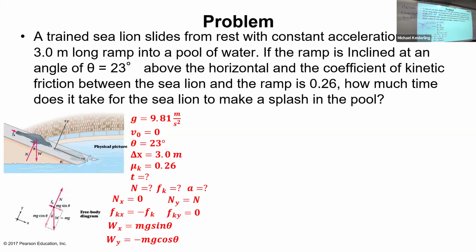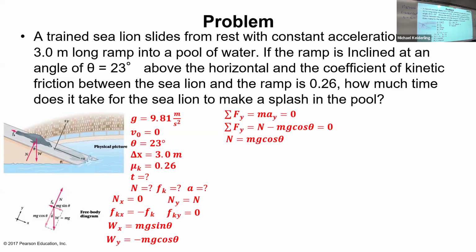Then we can start with the sum of all the forces in the y direction, which is mass times acceleration in the y direction, which is 0 in this case, because y is perpendicular to the slope, and you're sliding down the slope. There's no movement in the y direction. The normal force minus mg cosine theta equals 0. The normal force equals mg cosine theta.